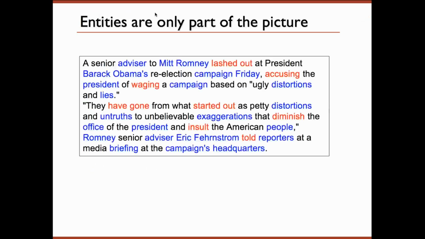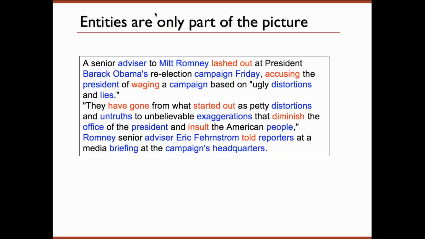However, entities are only part of the picture. This is a very simple example where I'm highlighting the nouns in blue and the verbs in red. Of course, you can have events represented as nouns, nominalizations of verbs, like campaign. That could be an event, actually, not an entity. But for now, I'm making the simplifying assumption that entities are blue and events are red. If you just eyeball this, you see that there's a lot of red, so there are a lot of events in there. In fact, about a third of the words in the corpus I use are events.